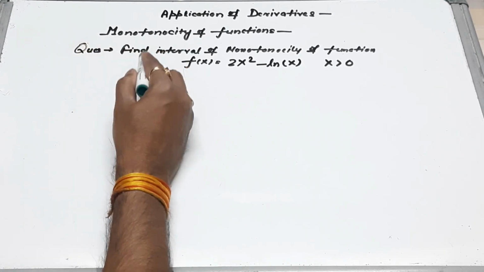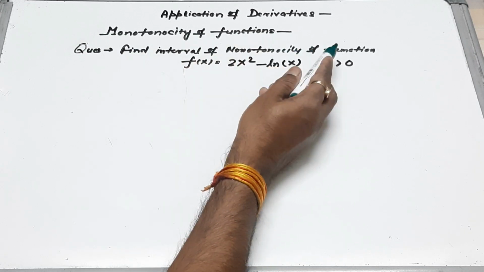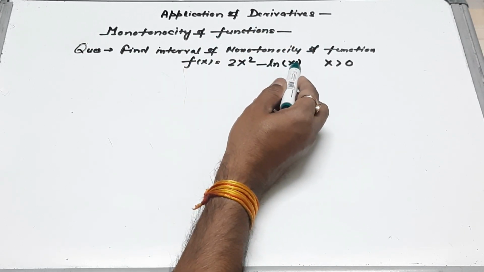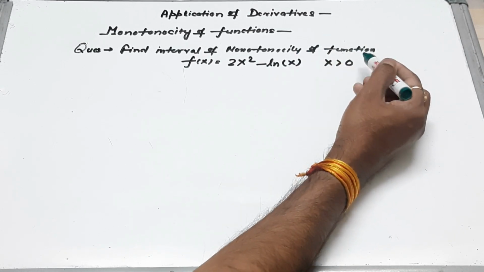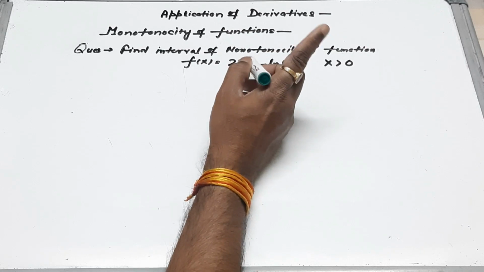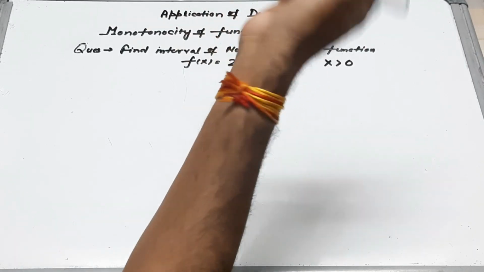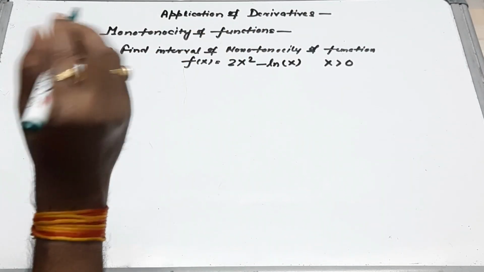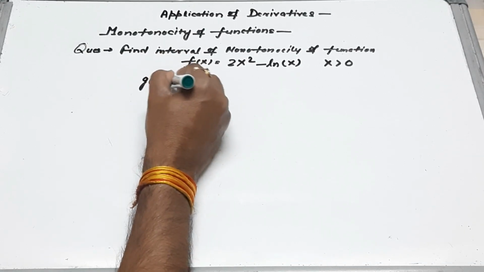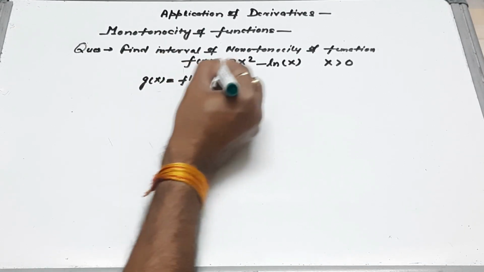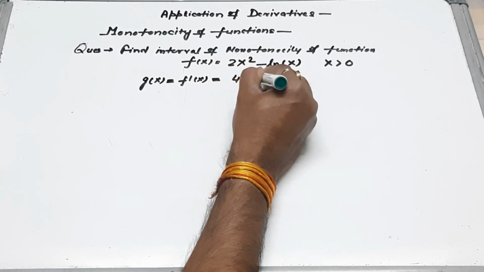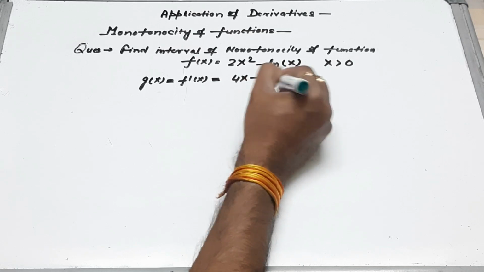Now let us understand with the help of one example. Find the interval of monotonicity of the function f(x) = 2x² − ln x, where x is greater than 0. We have to find out the intervals of monotonicity, meaning where it is increasing and where it is decreasing. So first, we should get the g(x) function, that is nothing but the derivative of this function. What will be the value? This is 4x − 1/x.